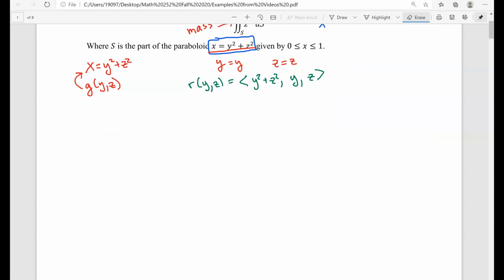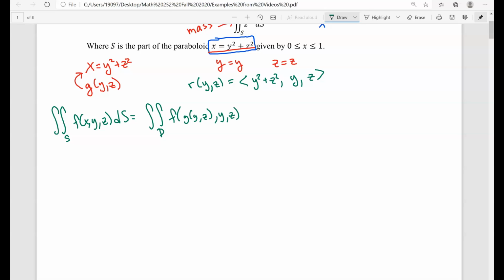Now we'll use the formula, which we know is going to be the double integral over the surface S, f of x, y, z, dS. And we're going to use the formula oriented over in the x direction. So the double integral over D of f of g of y, z, y, z, times the square root of the partial derivative of g with respect to y squared, and then of z squared, plus 1. So just plugging everything in there.